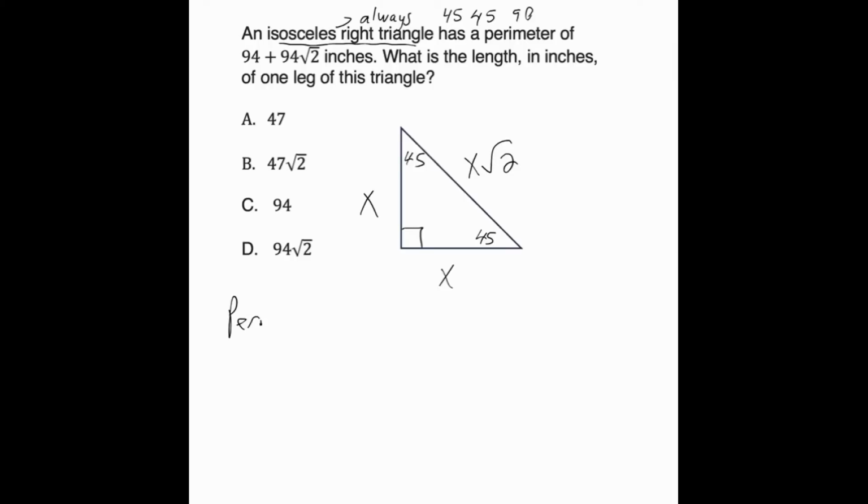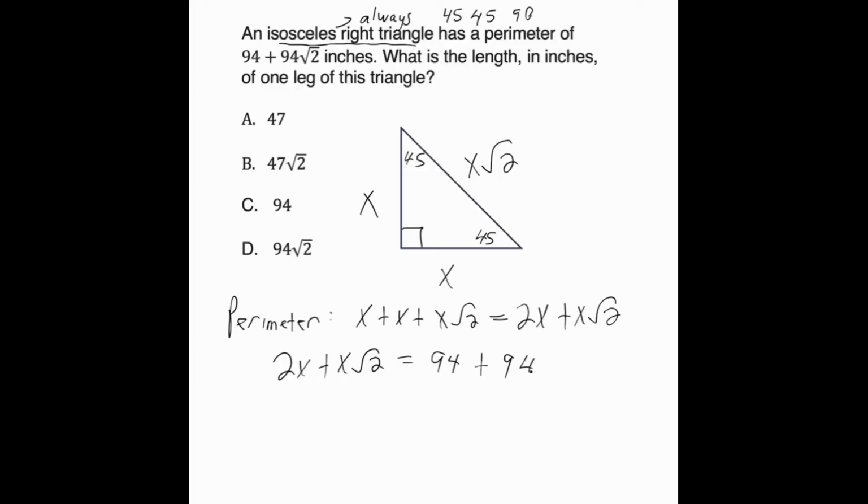In terms of x, the perimeter is going to be x plus x plus x root 2. And if we combine like terms, we'll have 2x plus x root 2. Now the question is telling us that that perimeter is equal to 94 plus 94 root 2. So let's set those equal. 2x plus x root 2 equals 94 plus 94 root 2.